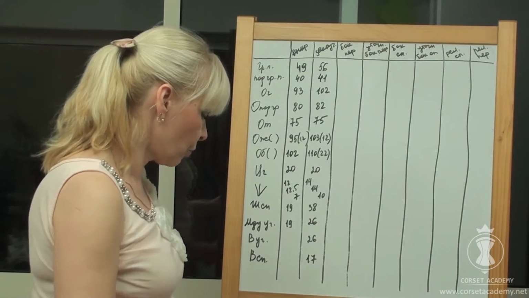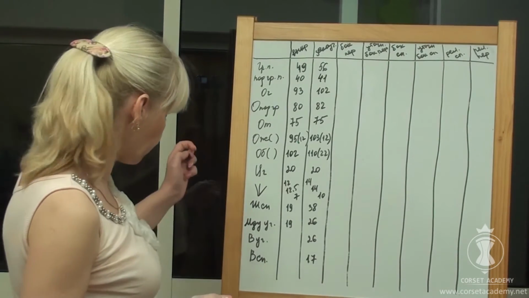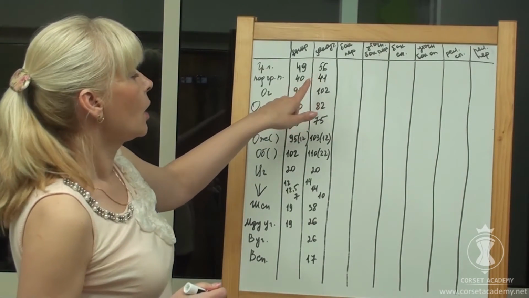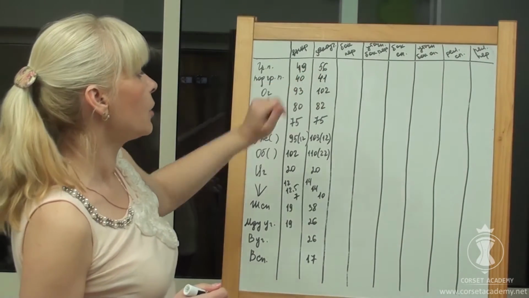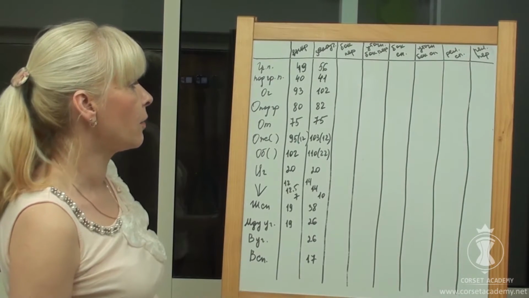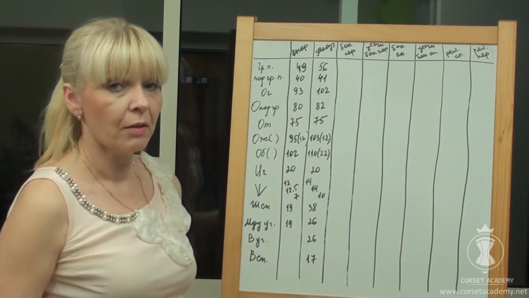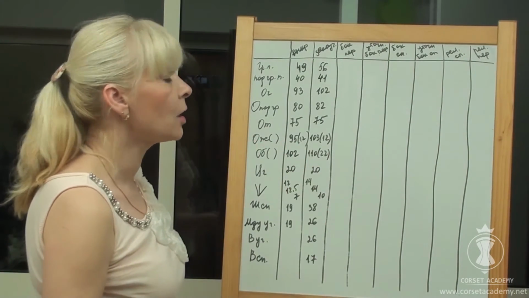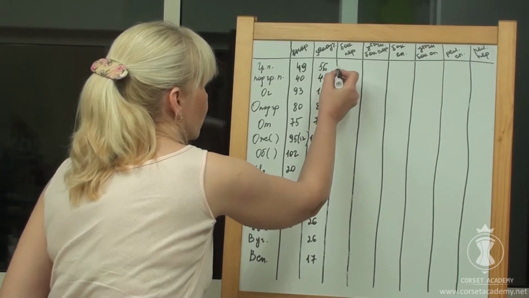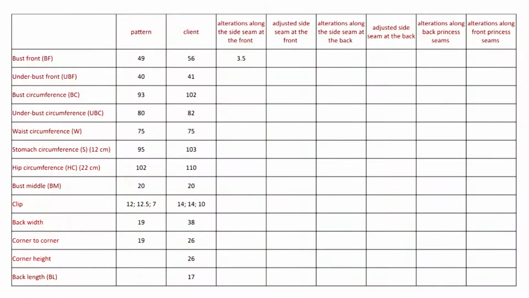And here comes the first challenge you're likely to face. Look here. The bust front measurement is 56 centimeters on the client and 49 centimeters on the pattern. 56 centimeters minus 49 centimeters equals 7 centimeters. I divide it in half because there are two side seams. It's obvious then that I need to expand the pattern by 3.5 centimeters from each side.